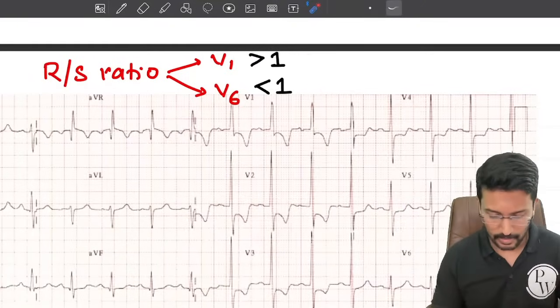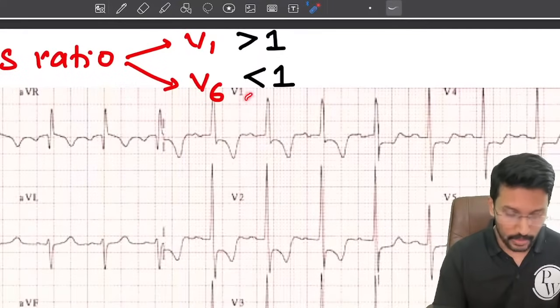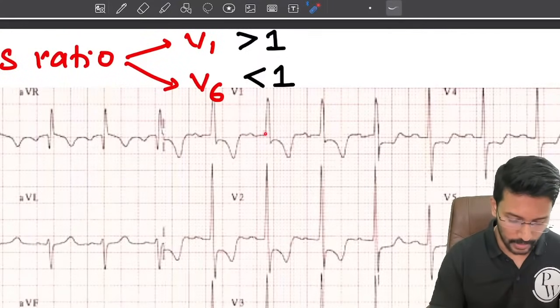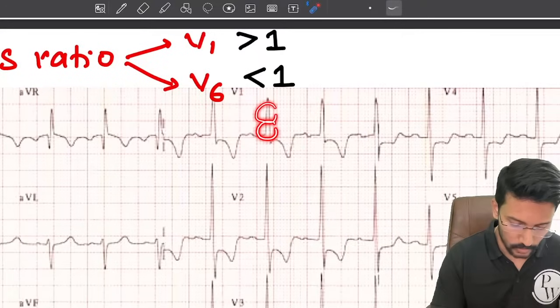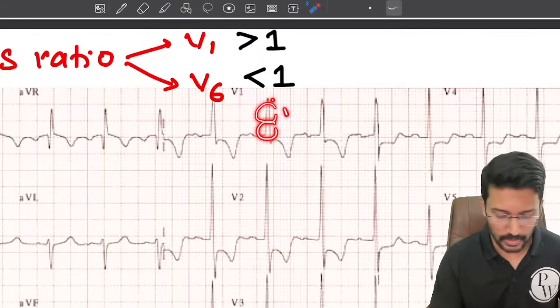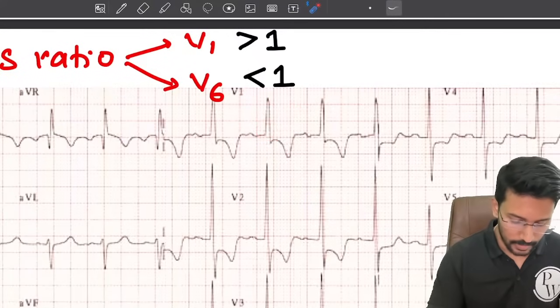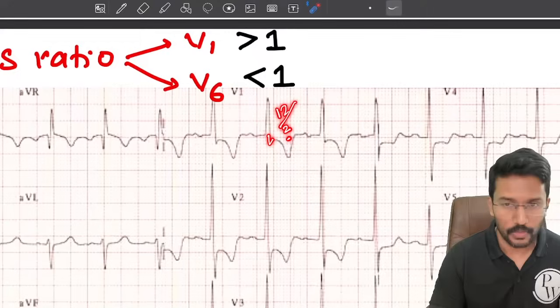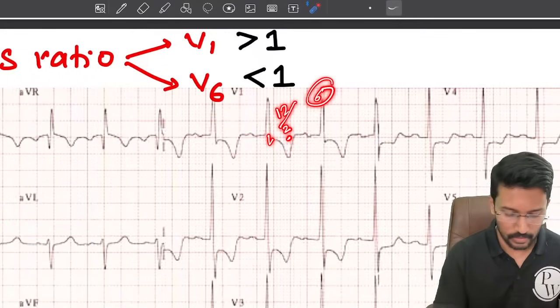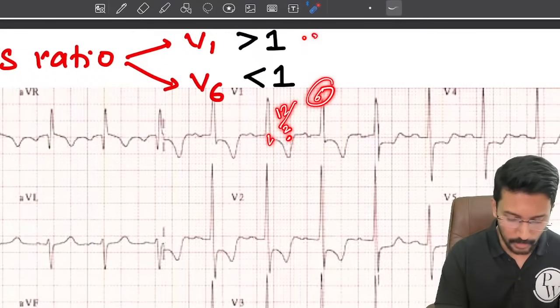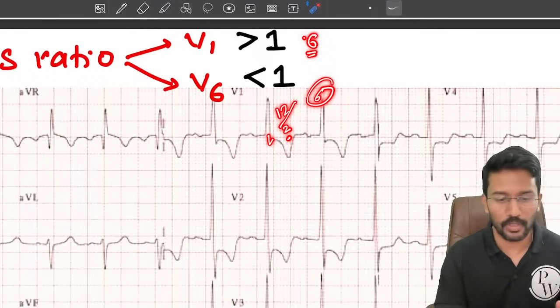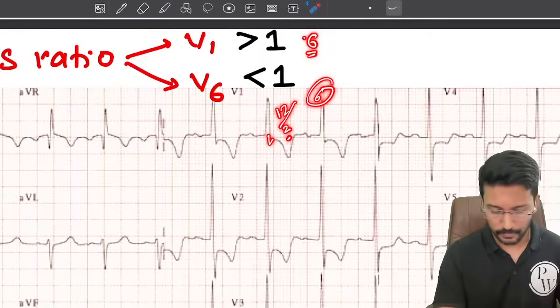Okay, so in this ECG, look at this. I am looking at V1. In the V1, when you look at the R wave, R wave amplitude is 1 large square, 2 large square and 2 small square. So it is like 12, right? And this is our S wave. The S wave amplitude is 2. So 12 by 2 is equal to almost 6. So R by S ratio in V1 is 6. Is it more than 1? Yes, it is more than 1.